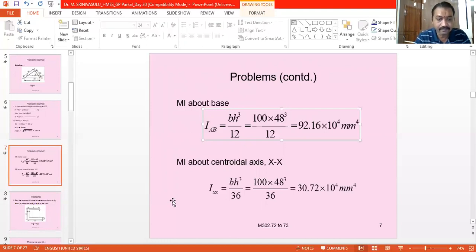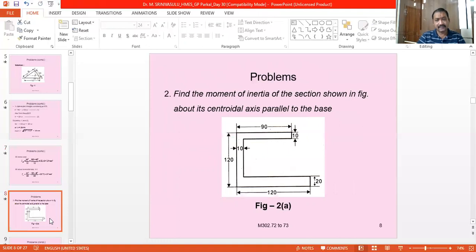Next we'll move to another problem. This is the problem on the asymmetrical C-section, that is, a non-symmetrical C-section. Here the lengths of the flanges are not equal, and even the thickness is not the same throughout. So it is called a non-symmetrical C-section or non-symmetrical channel section. For this also we can find out the moment of inertia about the base and also about the central axis.